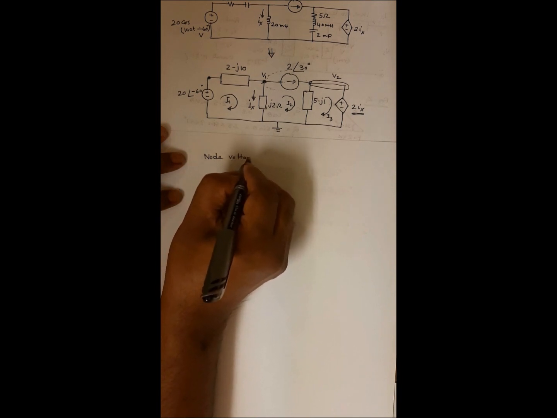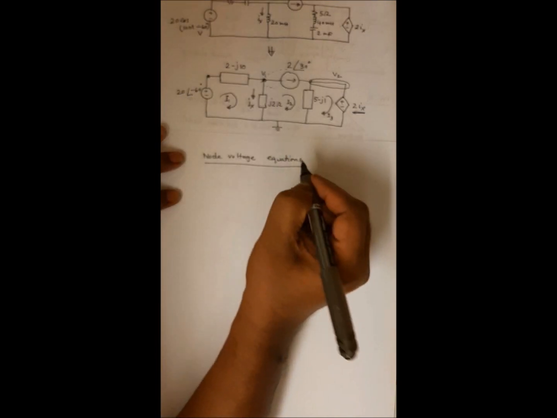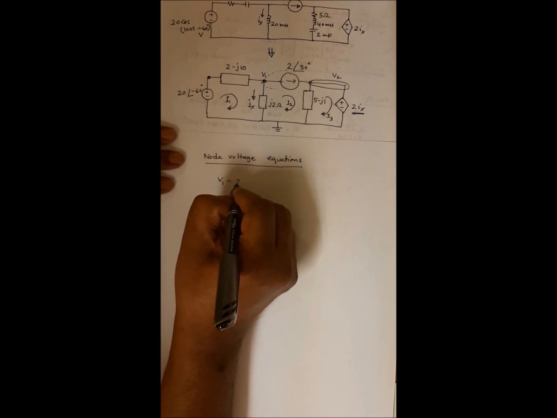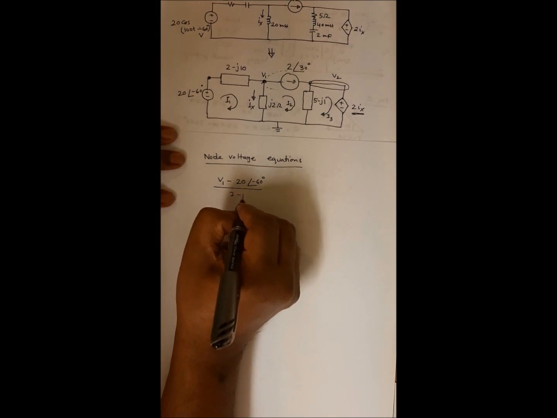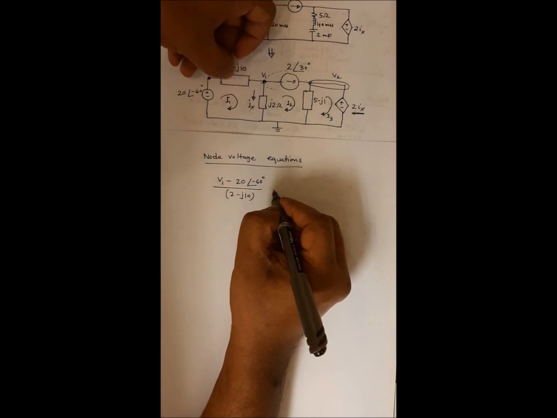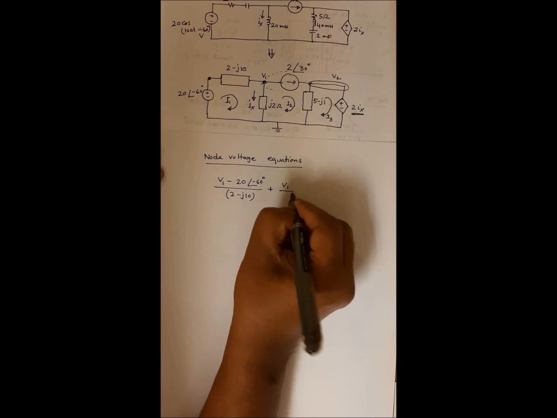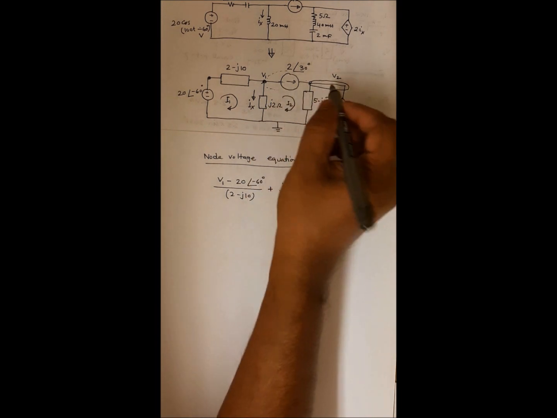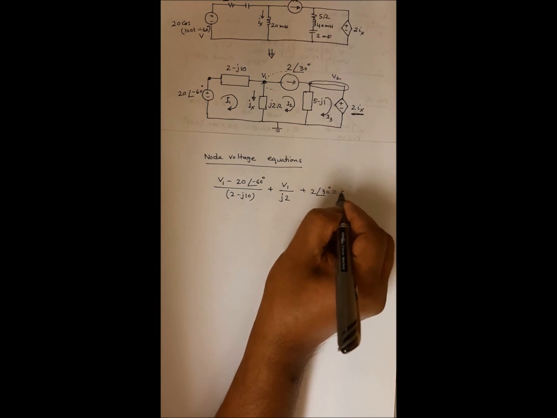So now let me write the node voltage equations. So it will be V1 minus 20∠60 over 2 minus J10, the current over here, and V1 over J2, and the outgoing current is 2∠30 equal to 0.